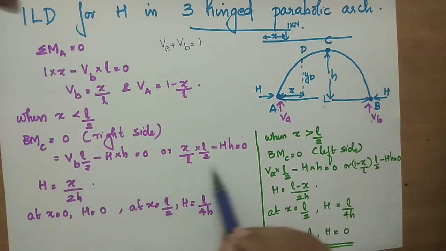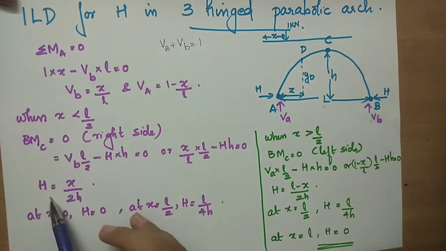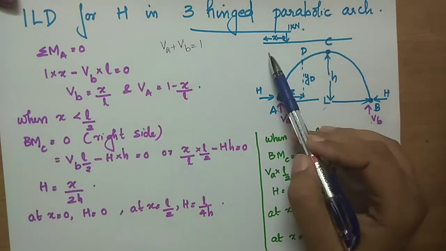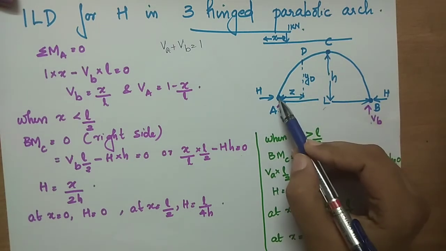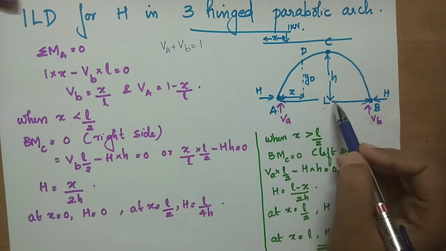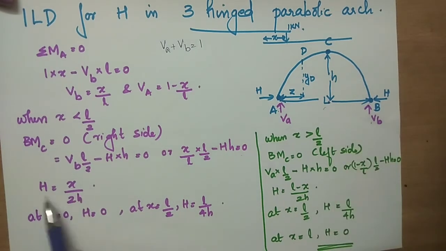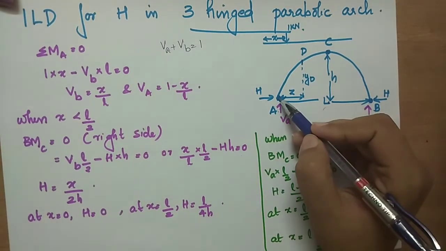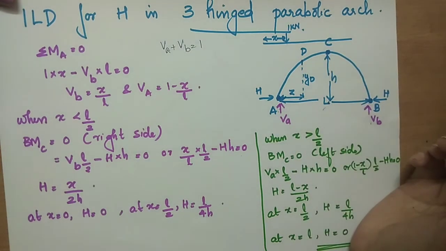We know the value of VB, that is x by L into L by 2 minus H into h is equal to 0, from which we get the value of horizontal thrust as x by 2h. The load was in the left portion of arch. To the left, at the extreme end, value of x is 0. And at the other extreme end, the value of x is L by 2. So at x is equal to 0, H is 0. At x is equal to L by 2, H is L by 4h. That is, at this point, H is 0, and at this point, H is L by 4h.